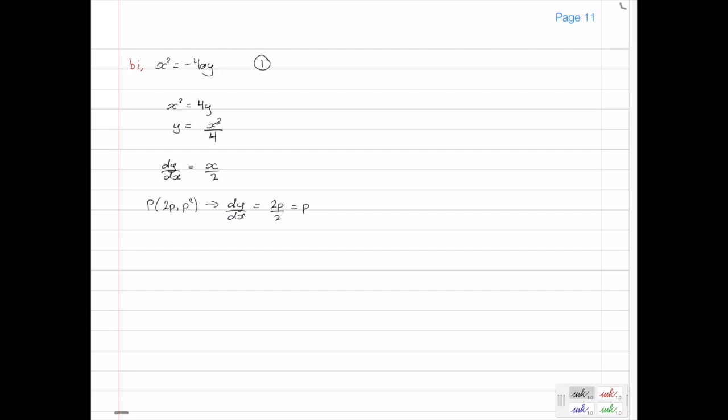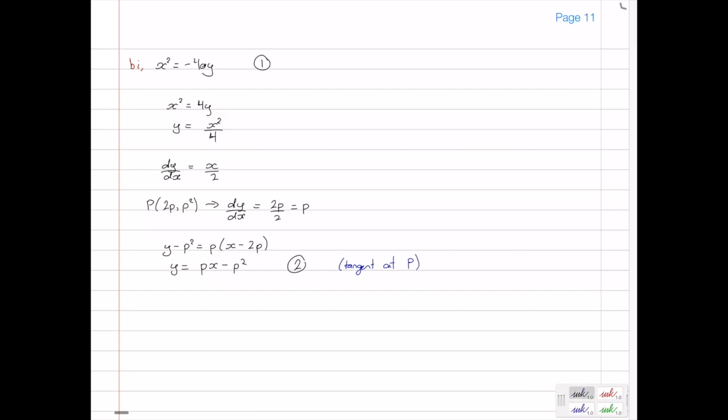Now, to find the equation of the tangent itself, we're going to use the point-gradient formula, which is y minus y1, where y1 is p squared, equals m, which is p, times x minus x1, which is 2p. Rearranging this gives y equals px minus p squared. And this equation, equation 2, is the tangent to the parabola at the point P. So we can say this is just the tangent at P. It's good to write it so we don't forget.